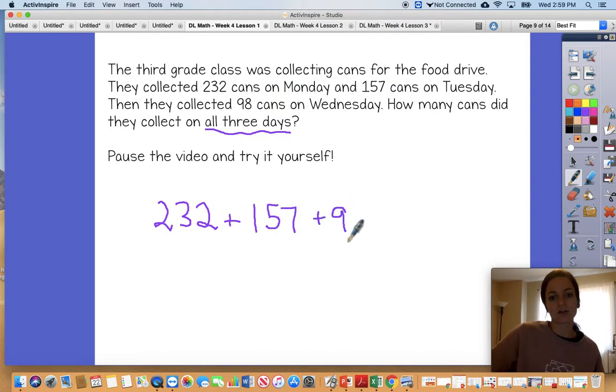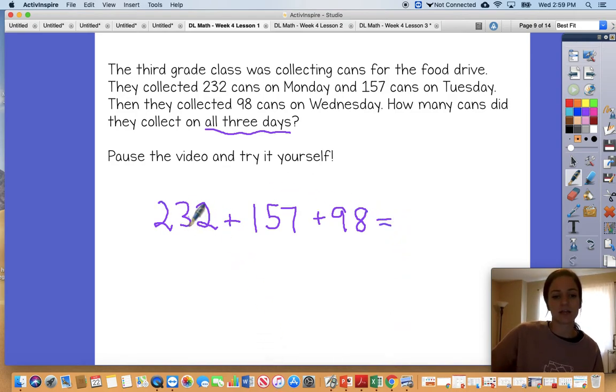Wednesday cans, 98. Now you're probably wondering, Miss Cook, why didn't you put parentheses around this one? For this one, we're just adding, and remember we talked a lot about in class, does it matter which order you add things in? No. So since we're adding for both parts, we don't need to put parentheses around it because you could add 98 to 232 and then 157. You could add them in whatever order you want. You'll get the same exact answer. That's the cool thing about adding, okay?